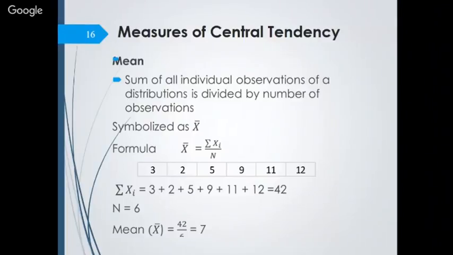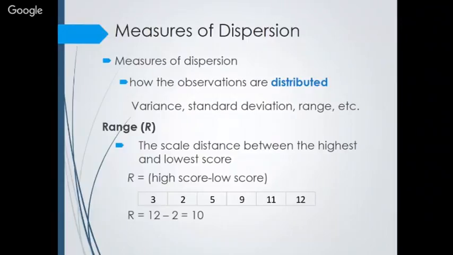Below, a series is given: 3, 2, 5, 9, 11 and 12 are the observations. Sigma xi we can calculate: 3 plus 2 plus 5 plus 9 plus 11 plus 12 is equal to 42, and n is 6 because there are 6 observations. So the mean is 42 by 6, which is equal to 7. 7 is the mean of this series. That indicates that on average the center value of this series is 7.